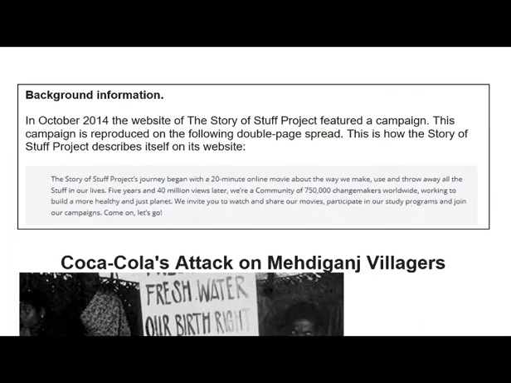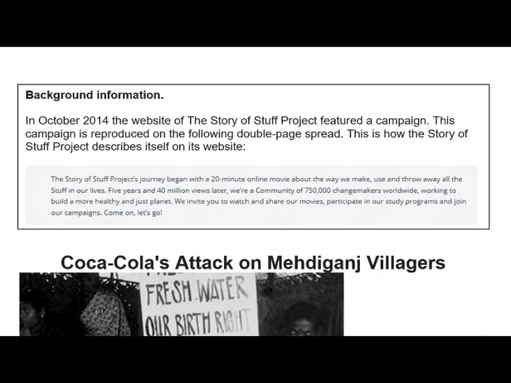This is just a basic reading of the text. I'm scooting right over the top of all the arguments and all the persuasive techniques, just so that we've got an overview of it. First thing is the background information. In October 2014, the website of the Story of Stuff project featured a campaign. This campaign is reproduced on the following double-page spread.